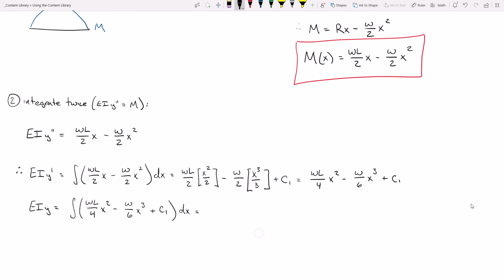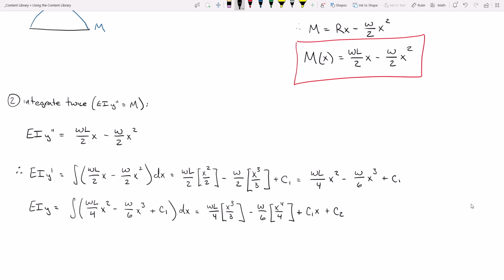So WL over 4 times what's the integral of x squared? Minus W over 6 times what? Easy integrals, right? I don't want the alphabet soup to scare you because it's really not that hard. Plus, now what do we do? C1x. And then, there you go. Now you see why we call them C1 and C2.